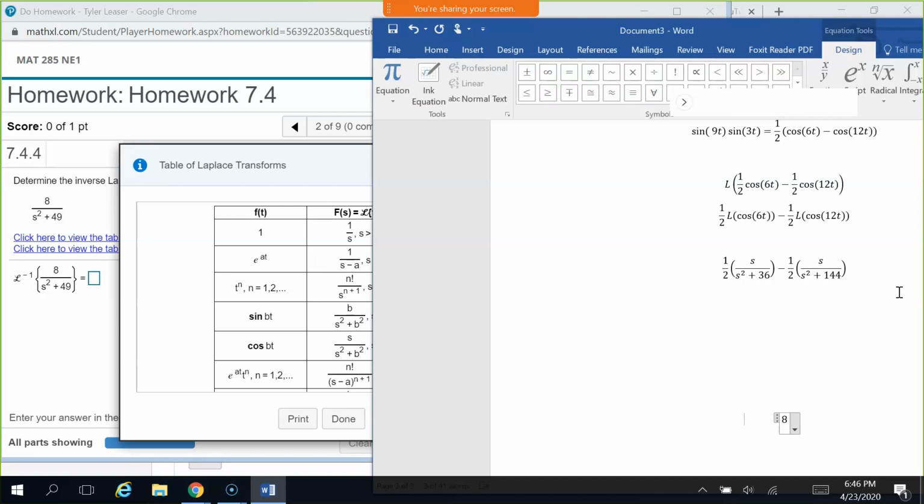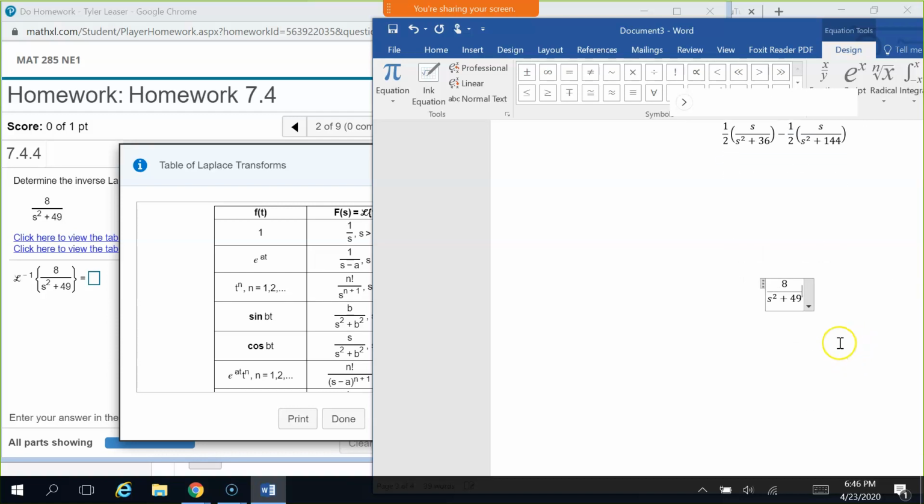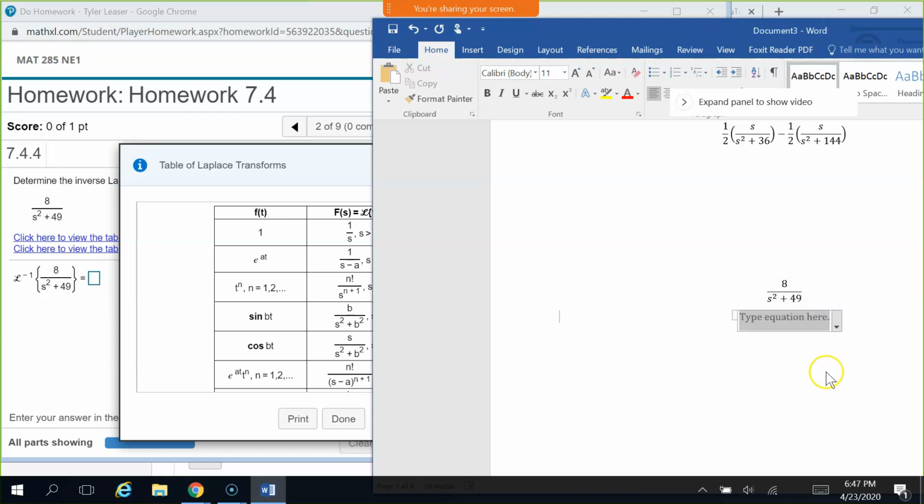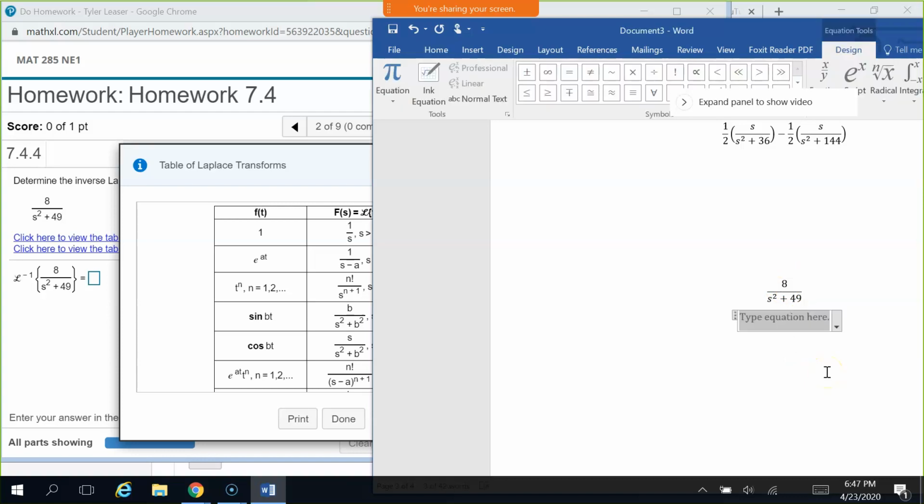So just to write it out, 8 over s squared plus 49. What you want to do is rearrange this so that it matches the table perfectly. For it to match perfectly, I would need a 7 in the numerator because the denominator has to be 7 squared to make it 49. So if b has to be a 7, I need to change this 8 into a 7. To change that 8 into a 7, we're going to take the 8 out. We're also going to take the reciprocal of 7 out and then plug it in.